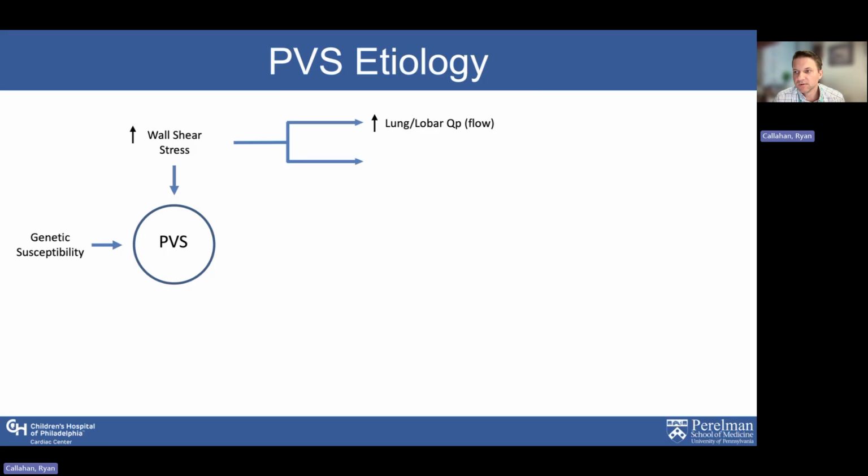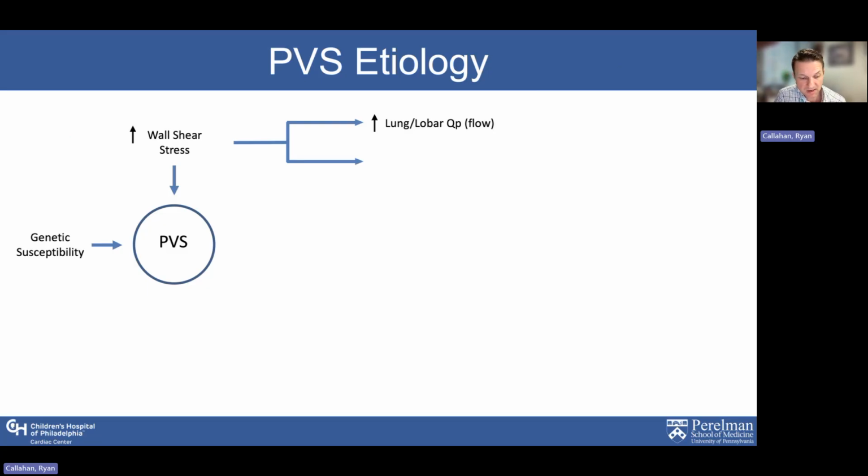We do think that the flow in the vein is disturbed, and this is causing increased wall shear stress. Simple logic is thinking about it as flow turbulence. And what causes that is increased flow. So if you kind of turn up the hose really fast, you're going to have more turbulence through that hose.